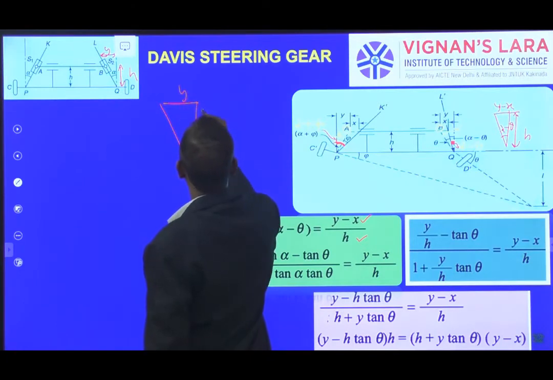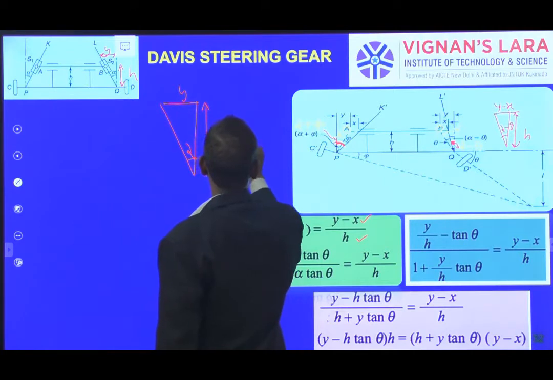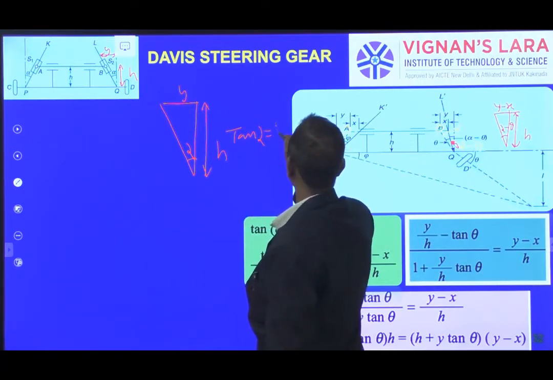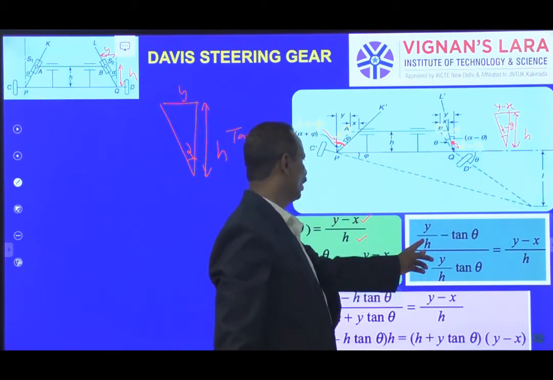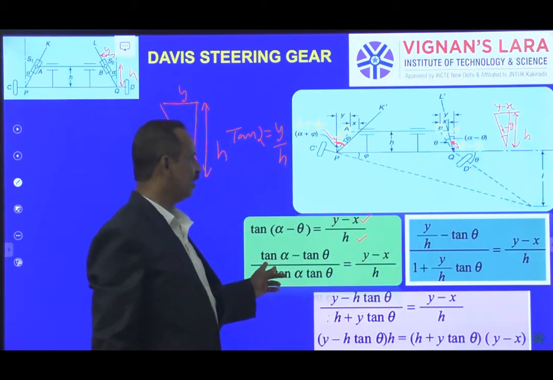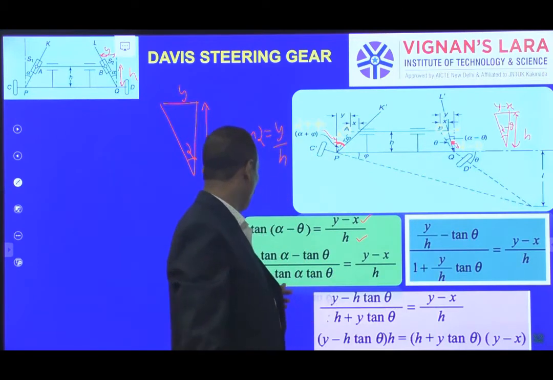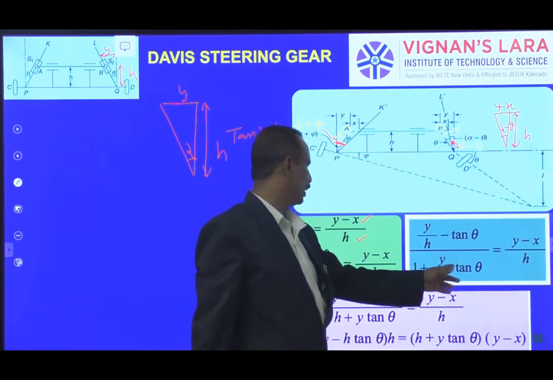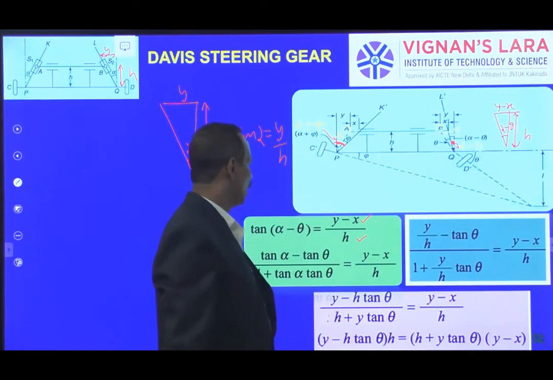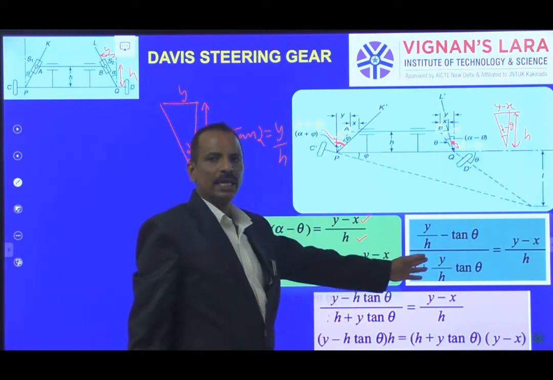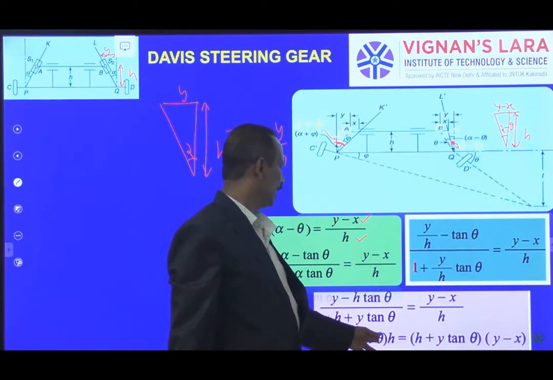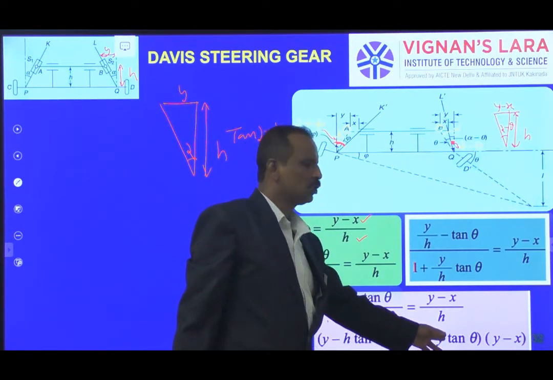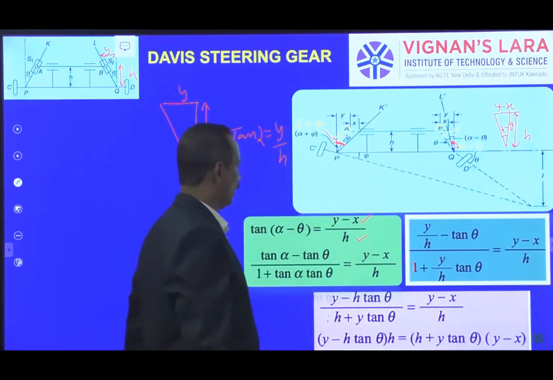We know initially this is y and this is h and this is alpha. So tan alpha is equal to y by h. So I have written tan alpha plus y by h minus tan theta, over 1 plus y by h tan theta, which is y minus x by h. So simply by taking LCM and rearranging this, I will get (y minus h tan theta) into h is equal to (h plus y tan theta) into (y minus x).